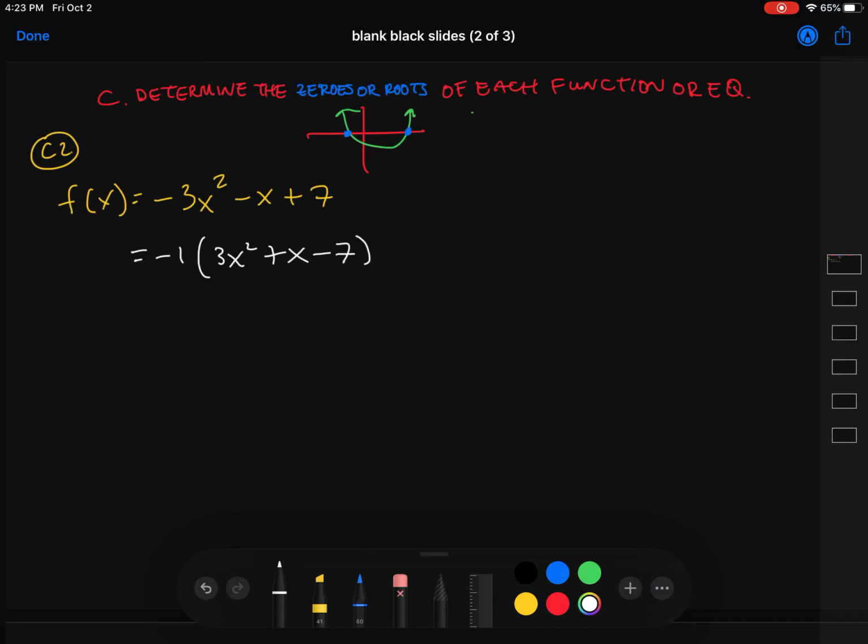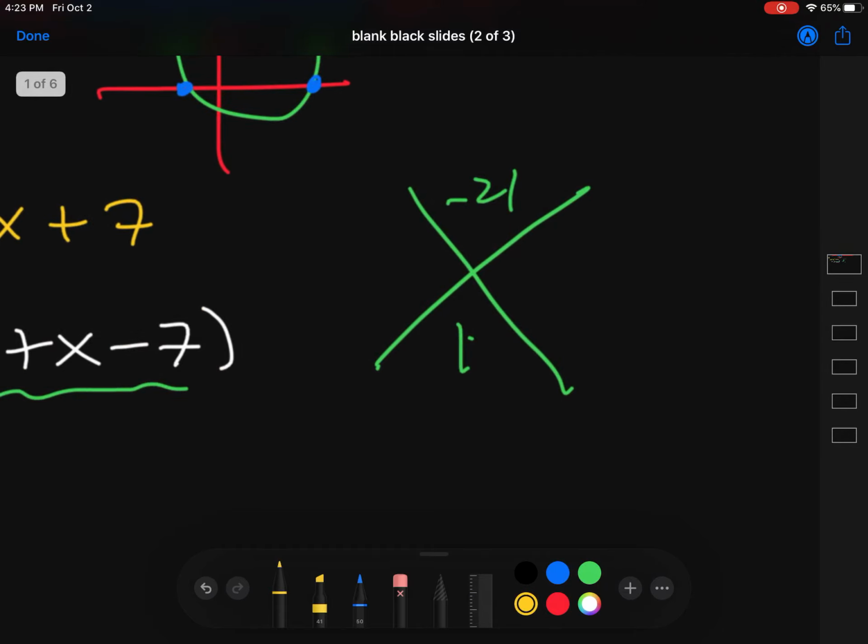Why did I factor out the negative 1? Because I want to see, is this factorable? Let's try it. A times C inside the green there is negative 21, and my B value is 1. I need to think of two numbers that multiply to be negative 21, but add to be a positive 1. Well, you have 21 and 1. Those don't work. You have 7 and 3, a combination of positives and negatives, that doesn't equal 1. So that basically means in the green over here that it is, let's just write that, not factorable. It's prime.